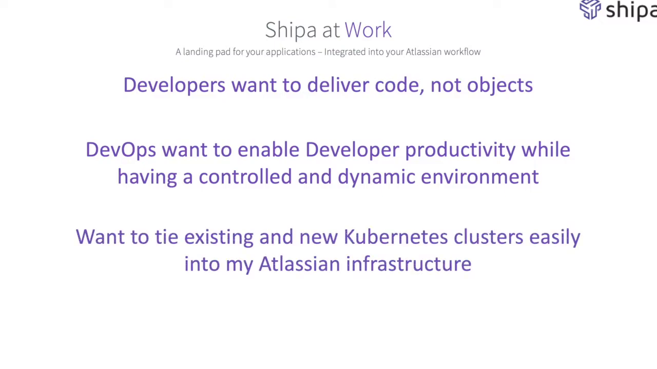And the last part is I want to tie, as mentioned, my existing and new Kubernetes clusters easily into my Atlassian infrastructure. For this example, we're going to be using Bitbucket for hosting our code, as well as the CI pipelines from Bitbucket, but Shipa extends the integration into OpsGenie and so on for your incident and alerts for applications deployed using Shipa as well.